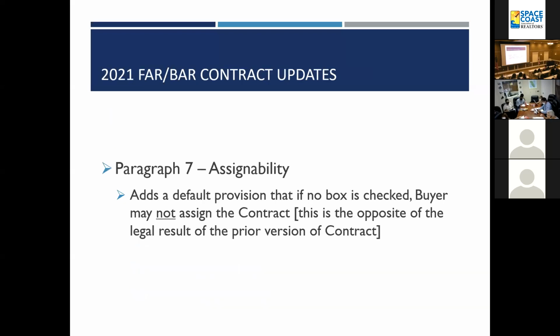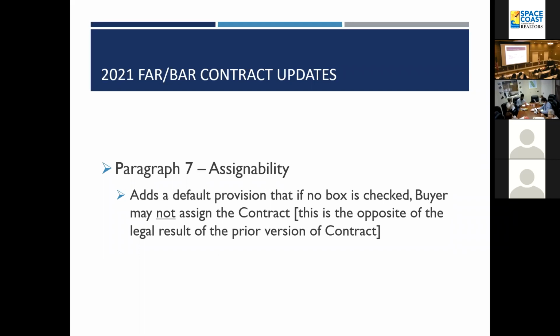This one is big, and I'm so happy they did this one. And in the next slide, you're going to get to the one I'm so unhappy about. But this one I'm so happy about. The assignability. The old form had 3 checkboxes: may assign and be released, may assign and not be released, or may not assign the contract. I had always advised sellers to check the may not assign box. And if you're a buyer, again, depending on your circumstances, you might check any of the 3, depending on what's in the buyer's best interest.